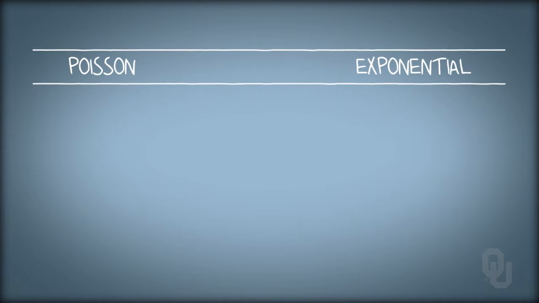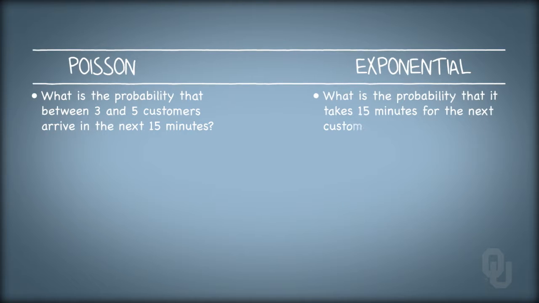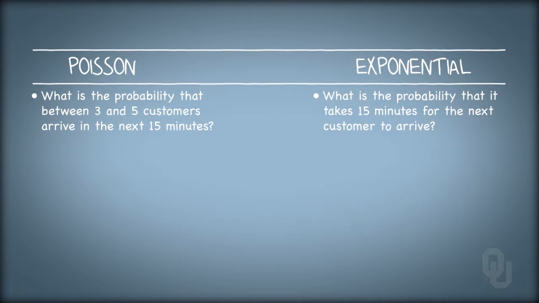In the Poisson world, we might ask, what is the probability that between 3 and 5 customers arrive in the next 15 minutes? In the exponential world, we might instead ask, what is the probability that it takes 15 minutes for the next customer to arrive? With Poisson, we're interested in the probability of a discrete range of the count of occurrences. With the exponential, we want the probability of the interval in between occurrences.